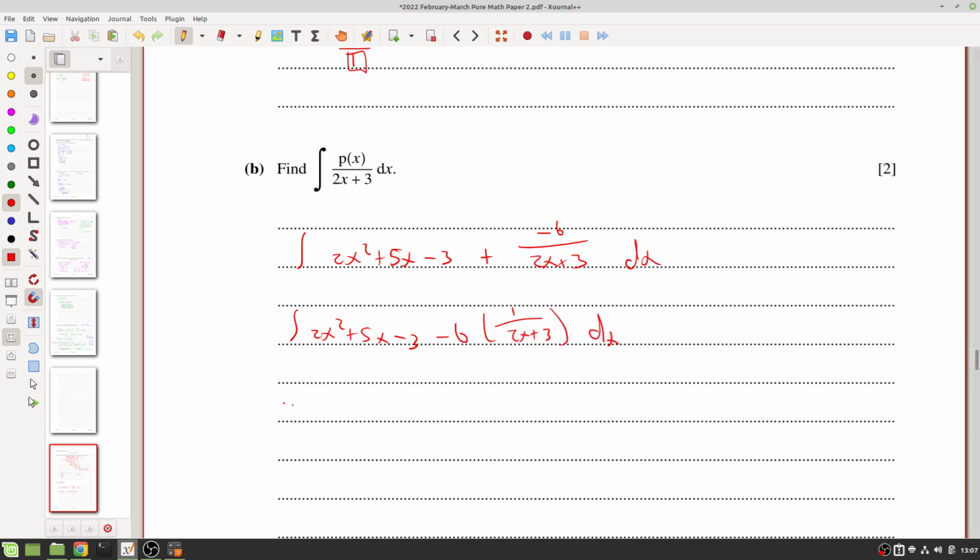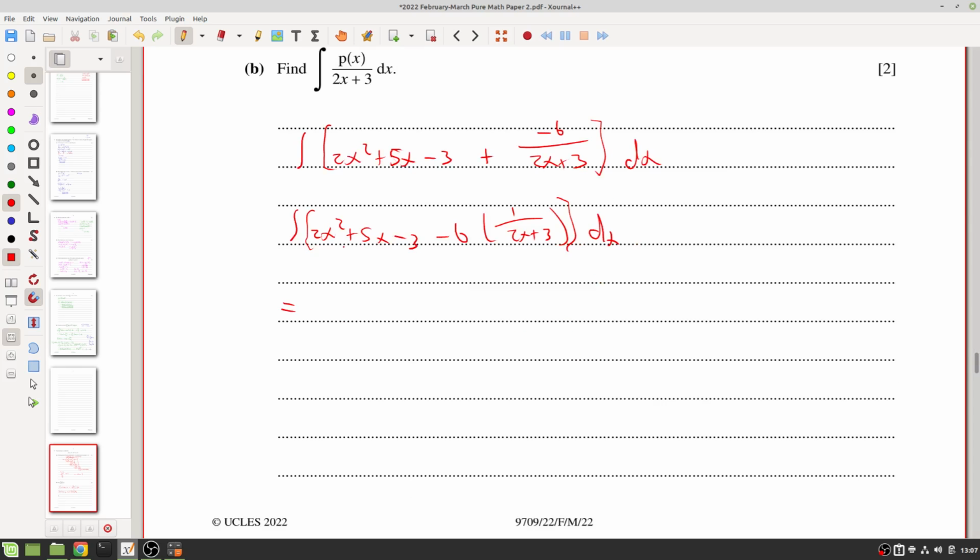Okay, the reason for that is so now we can just integrate all these parts separately. Let me just put a bracket around to make sure it's mathematically accurate here what we're doing. Okay, so we can integrate all of these parts separately. So integrating this, we add 1 to the exponent divided by the new exponent, plus, and again add 1 to the exponent divided by the new exponent, same here, and then minus 6.